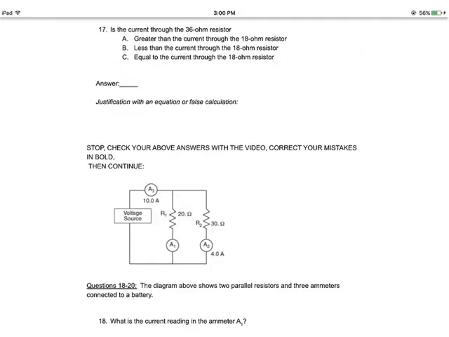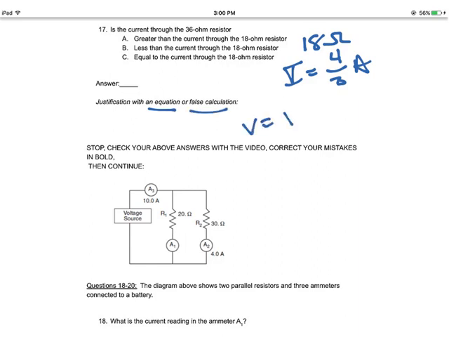All right, and then it says, is the current through the 36 ohm resistor greater than the current through the 18, less than the current, or equal to the current? Justifications are with an equation or false calculations. What you should know about resistors in parallel is that parallel resistors each carry different currents, but they do add up to the total. Remember, we already calculated that for the 18 ohm resistor, the current was 4 thirds amps. That was the last problem. We could do the exact same thing, or you could do a false equation, but the idea is that we know the voltage is the same for both.